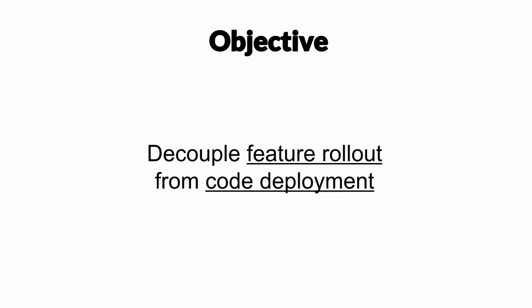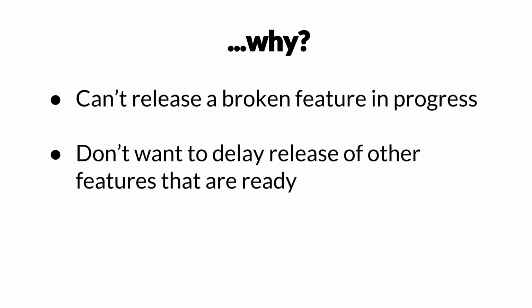Why do we want to do that? Well, we can't release a broken feature that's in progress. So when it's a work in progress, we don't want to release it if it's not ready yet. At the same time, we don't want to delay the release of other features that are ready just because one feature is not.